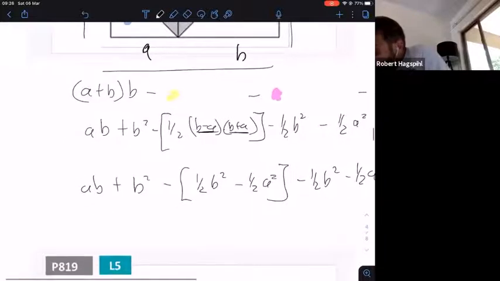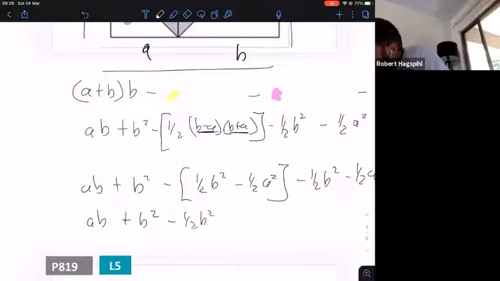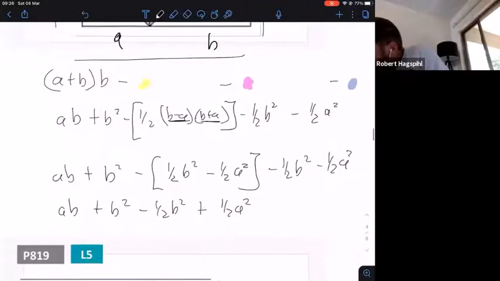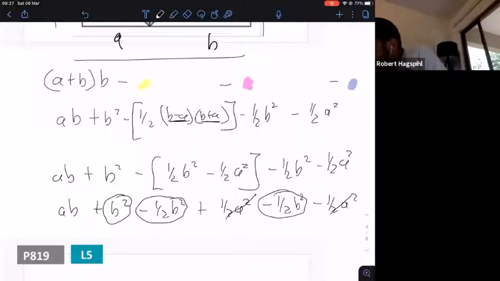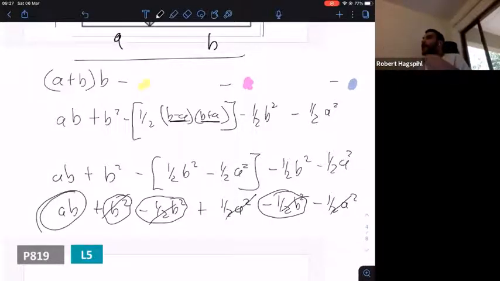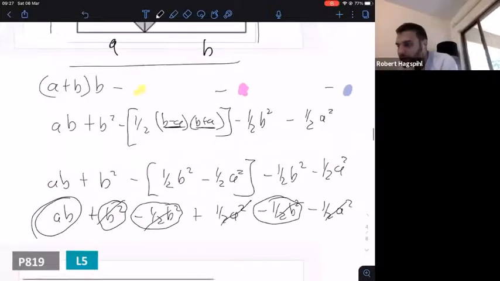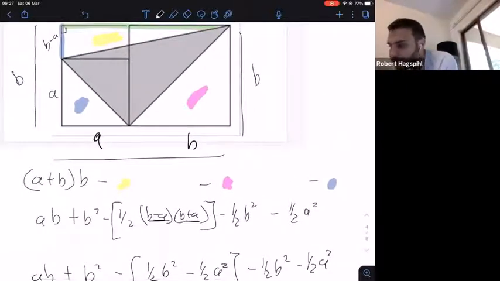When I multiply this out, I'm going to get a b squared minus a half b squared plus a half a squared minus a half b squared minus a half a squared. The half a squareds are going to cancel out. If I go 1b squared minus a half b squared minus a half b squared, 1 minus a half and a half, those cancel out, and all I'm left with is ab. So my answer is just ab. That is the area of the shaded region.